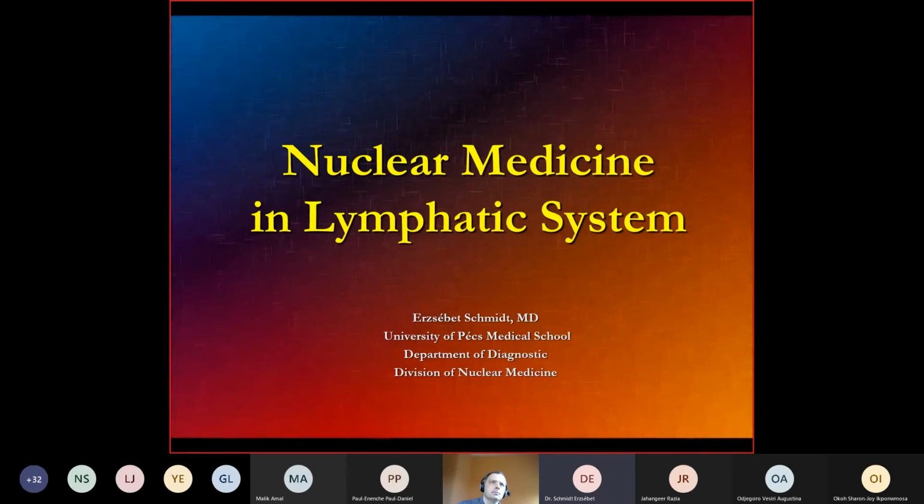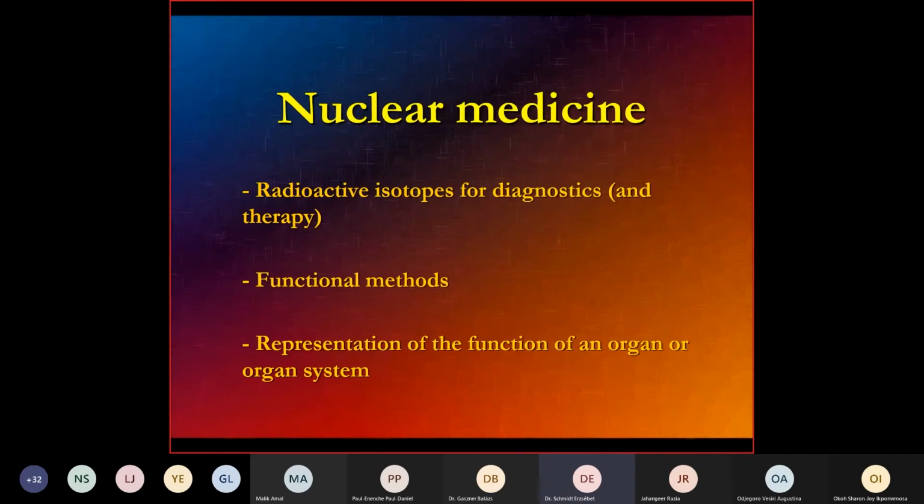Nuclear medicine is one of the most interesting fields of medicine. We apply radioactive isotopes for diagnostics and therapy. These are functional methods. That means that we can see only the functioning structures. The lymphoscintigraphy works the same way.